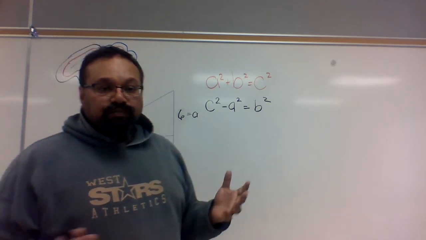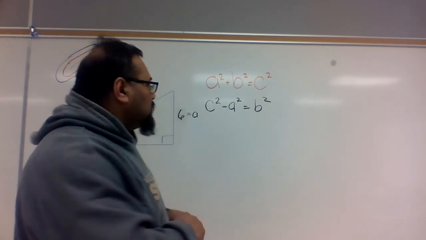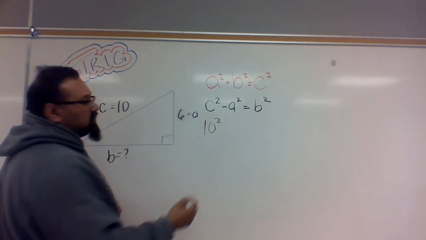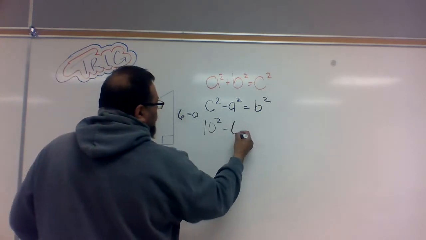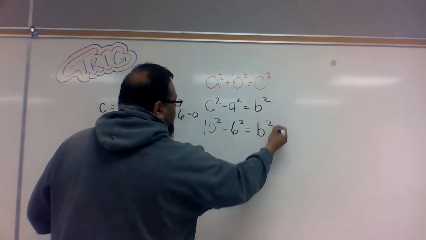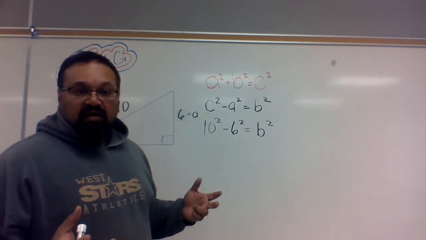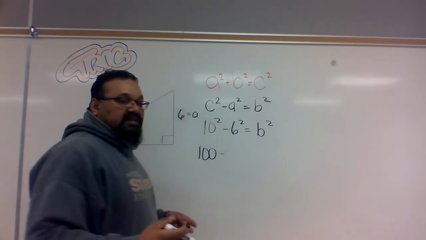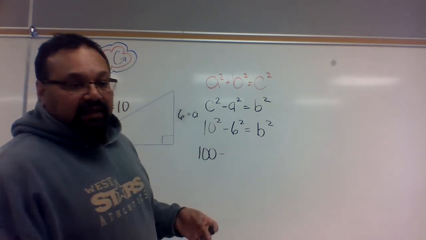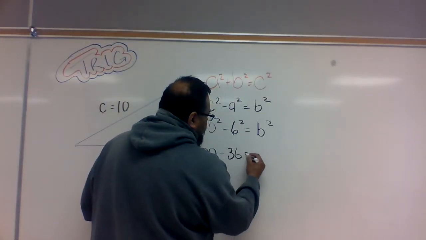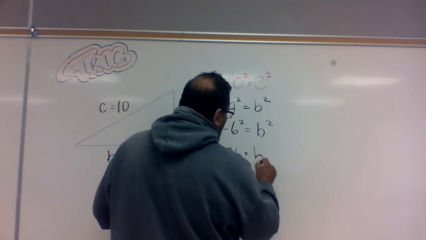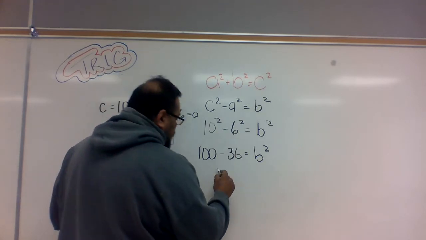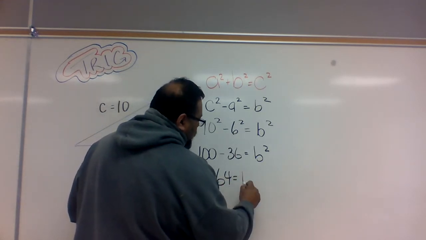Now all you do is substitute, as always. The value of C is 10, minus the value of A, which is 6, is going to equal B squared. Now we do the math. 10 squared is like saying 10 times 10. Punch that in the calculator, you're going to get 100, minus 6 squared. 6 squared is like saying 6 times 6, which your calculator is going to show you is 36. That leaves you with B squared. Now, obviously you subtract the two. You should get 64 equals B squared.